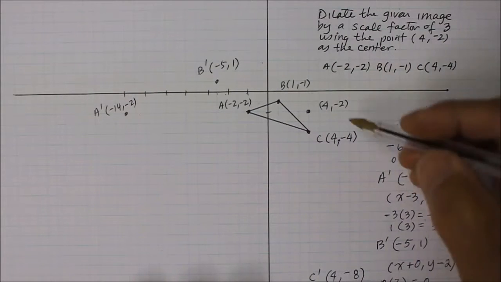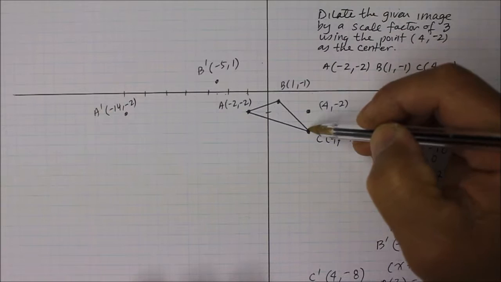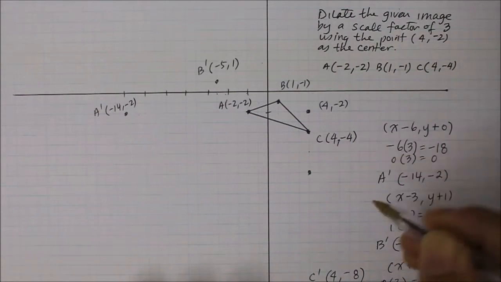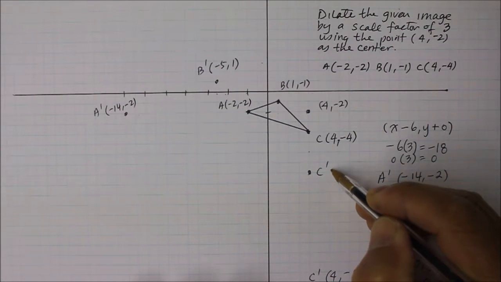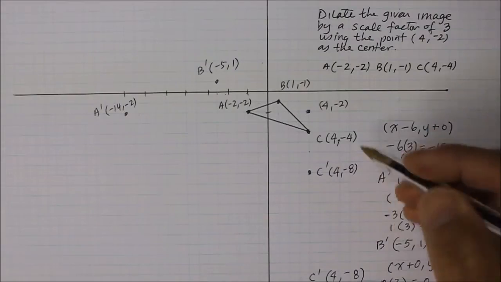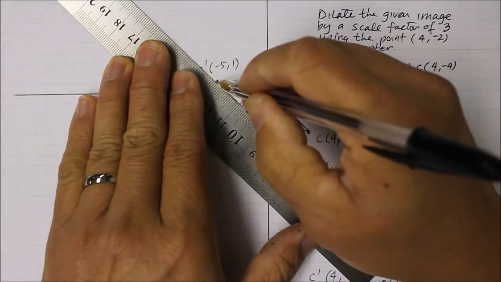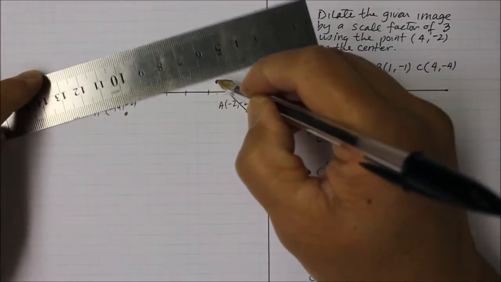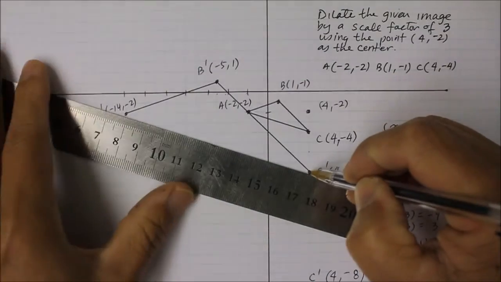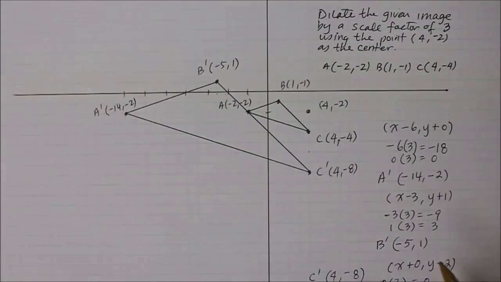So let's go and plot that point. So x is 4, 1, 2, 3, 4, and then 2, 4, 6, 8. There it is. And that's going to be C prime at the coordinate 4 and negative 8. And let's go ahead and plot. I already did that. Let's go ahead and draw the lines in between those vertices to get the actual polygon that's been enlarged 3 times the original.